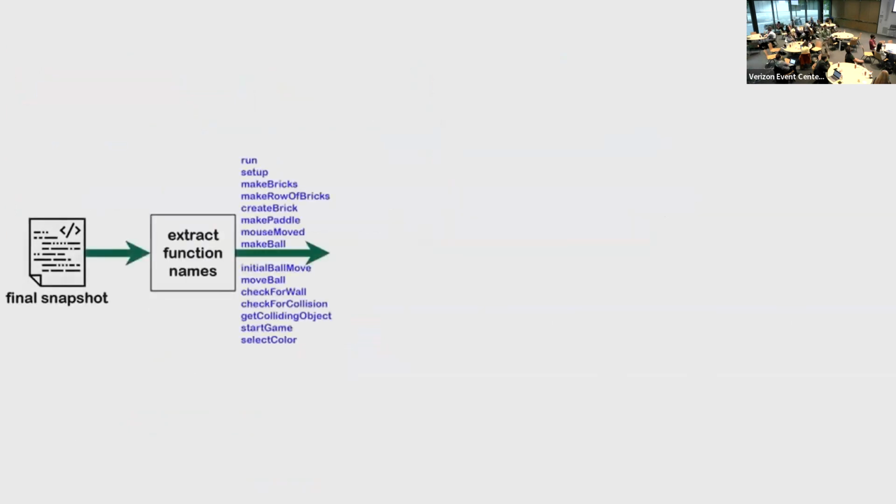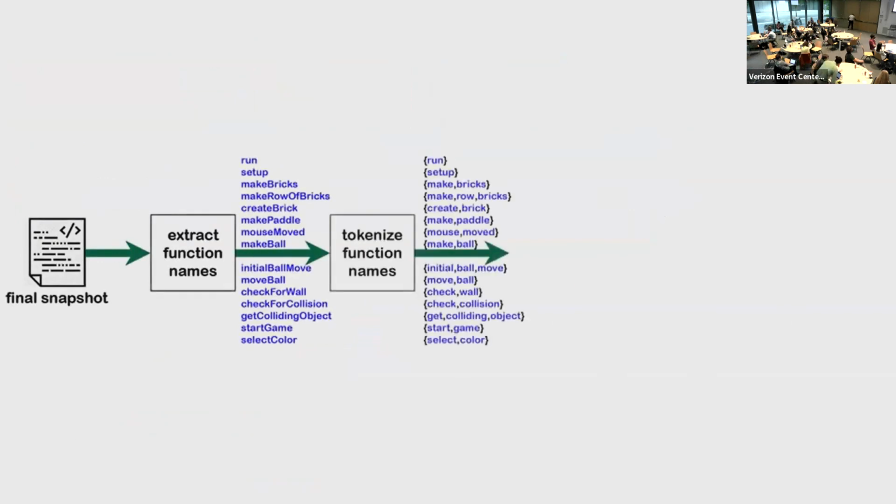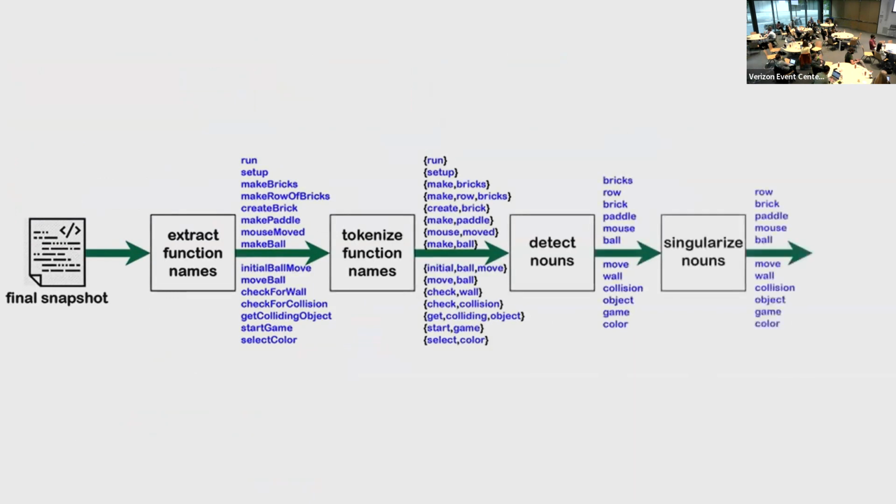We process the final snapshots for all students and extract the function names. We then tokenize them, which means that we split them into component words. The tokenization rules are subject to the naming conventions of the chosen programming language, such as camel case, snake case, etc. We then detect the nouns. We singularize them since both plural and singular forms refer to the same entity. Finally, we aggregate the nouns from every student and create a histogram with their total frequencies. The most popular nouns account for the main entities.